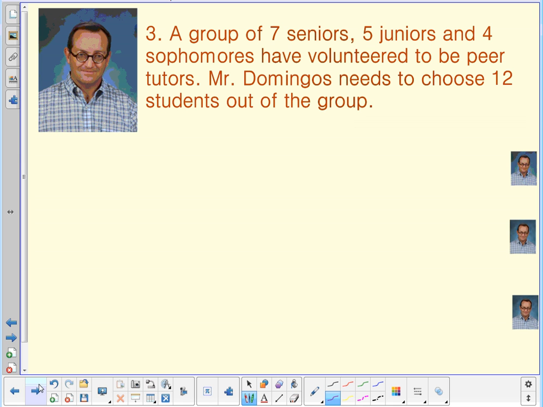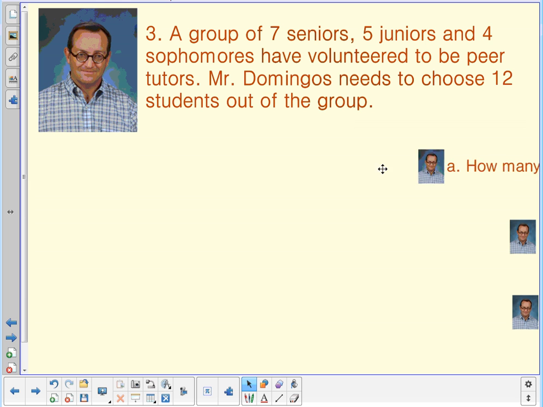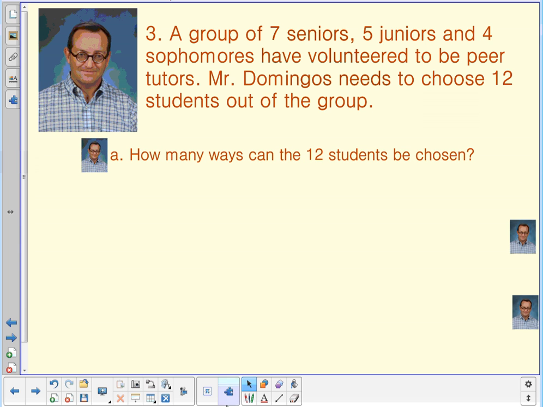Okay, let's look at number 3. In number 3, it says a group of 7 seniors, 5 juniors, and 4 sophomores have volunteered to be peer tutors. Mr. Domingos needs to choose 12 students out of that group. So how many ways can he choose 12 students? Well, first of all, we need to figure out how many students there are. There's 7 seniors, 5 juniors, and 4 sophomores. That's 12, 13, 14, 15, 16 total.